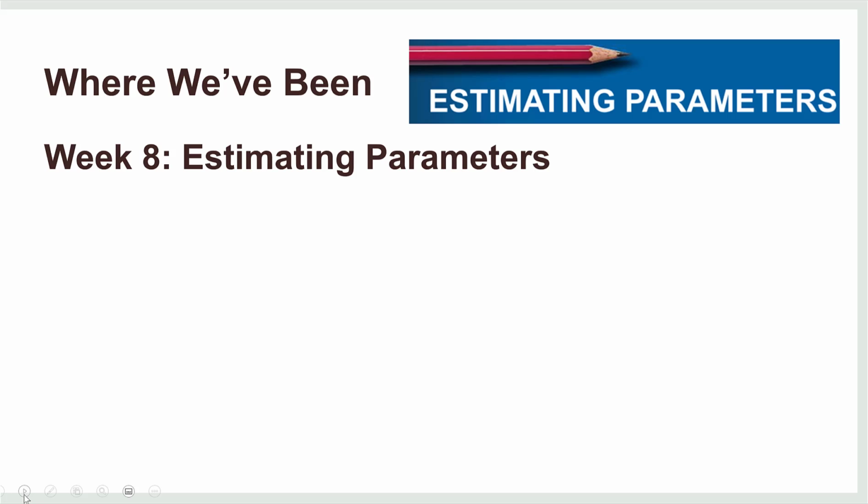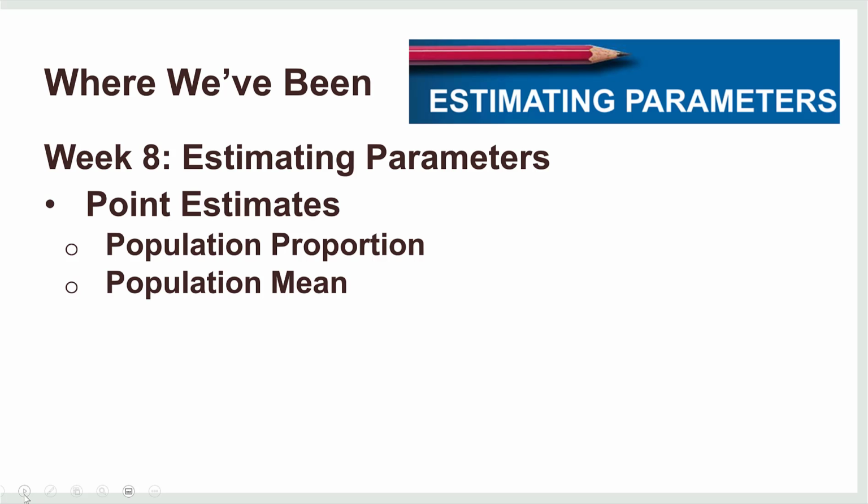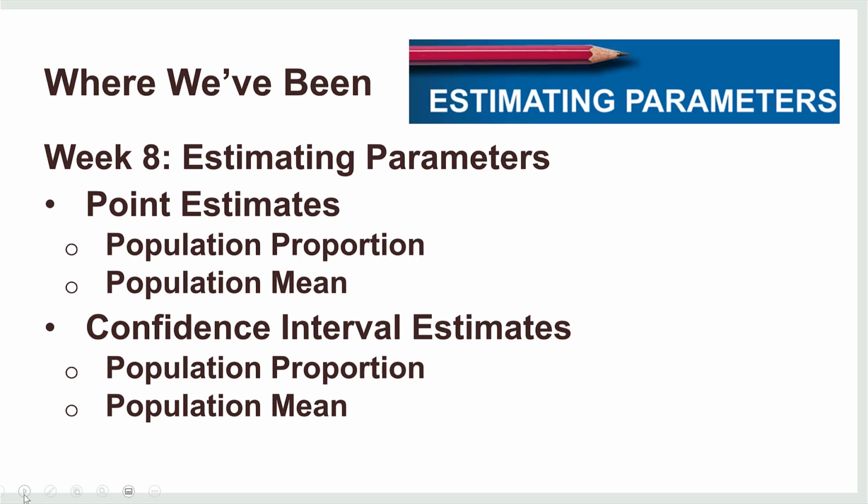So where have we been? Last week we studied estimation of parameters. First we learned about point estimates for the population proportion and the population mean, and then we worked into confidence interval estimates for the population proportion and the population mean.